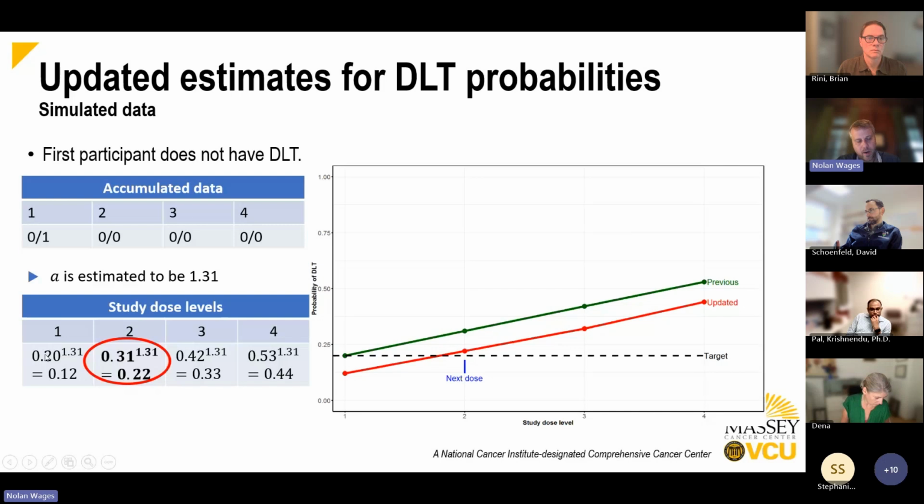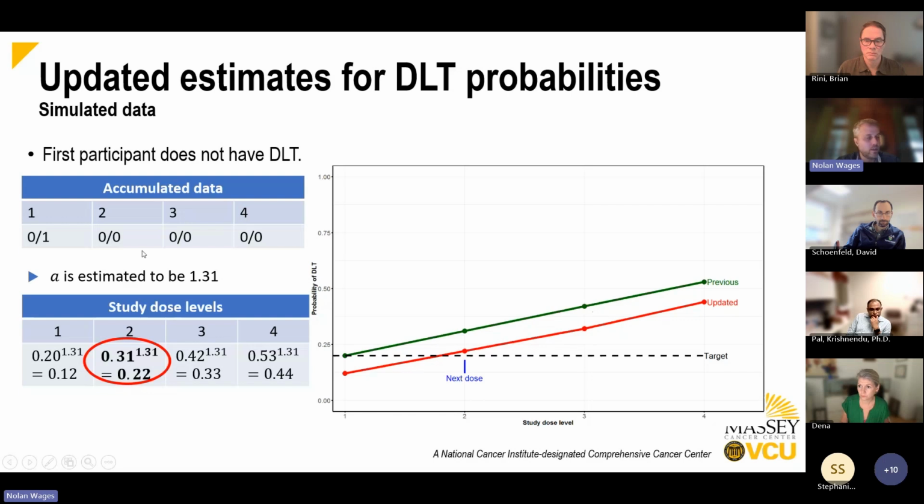I update. I take my skeleton. I put it to that power. Here's my new estimates: 0.12, 0.22, 0.33, 0.44. What happened to the curve? My previous curve was the green one. My updated curve is the red one. All we need to take away from this is that this green curve, once I had a non-DLT, it shifted down, and look what the next dose is, the one that's closest to my target line, which is dose level 2. So this is going to escalate to dose level 2.